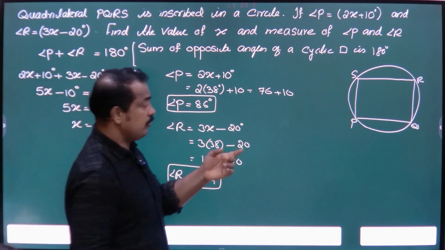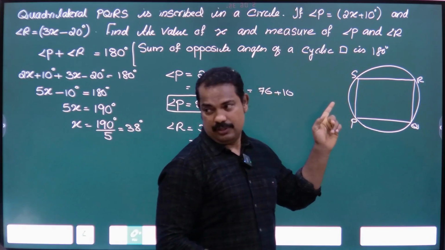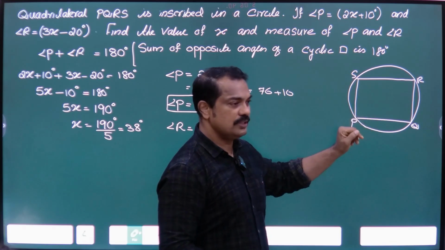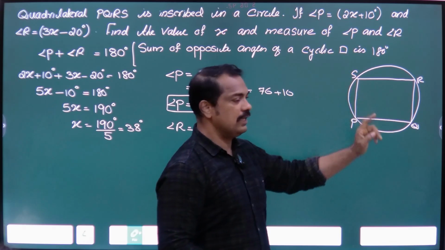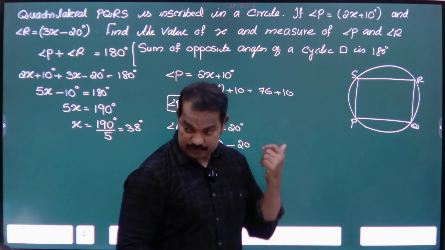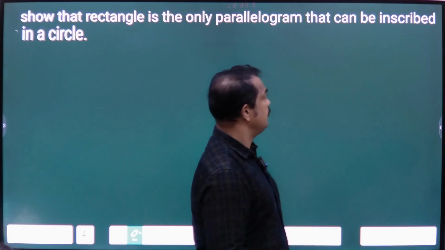Concept clear करने के लिए, which are the opposite angles? To check the opposite angles: angle P and angle R are the opposite angles, angle Q and angle S are the opposite angles. And in a cyclic quadrilateral, sum of the opposite angles is 180 degree. Next.